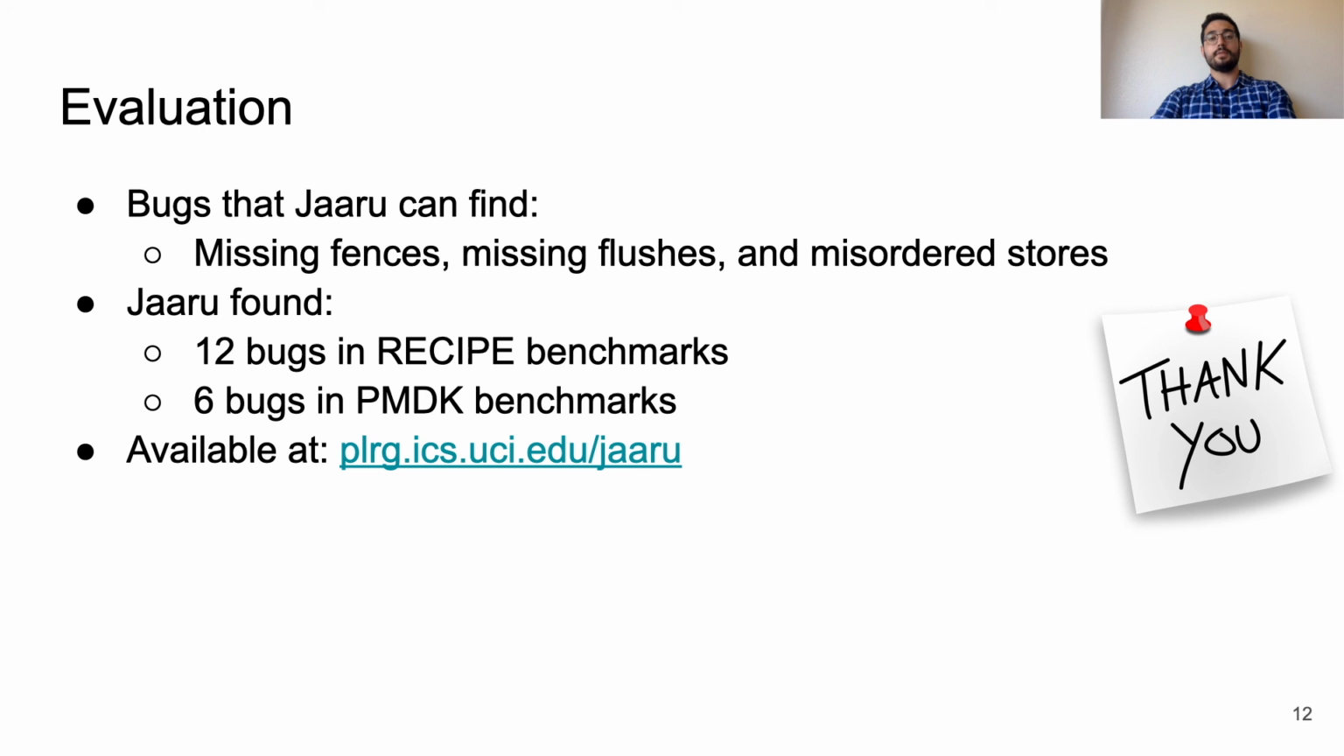Jaaru can identify different types of bugs, including missing fences, misordered flushes, and misordered stores that cause atomicity violations. We evaluated Jaaru with the popular RECIPE and PMDK benchmarks, and we found 12 and 6 new bugs in these benchmarks. Jaaru is now available on our website for public usage.